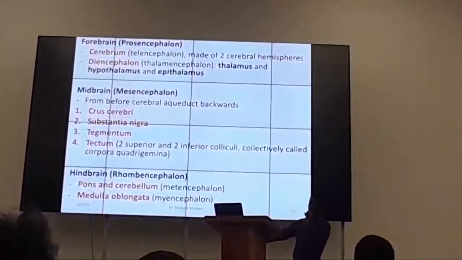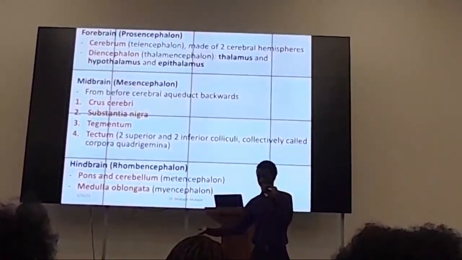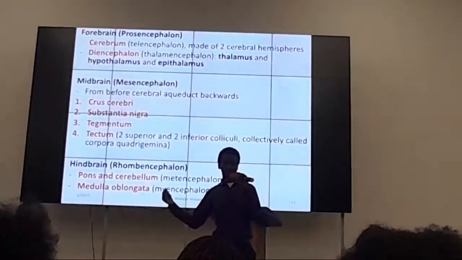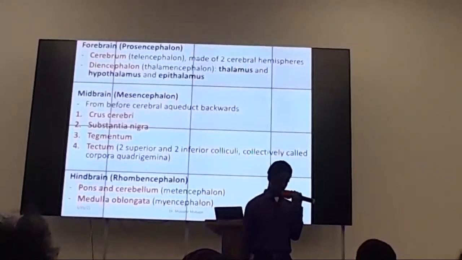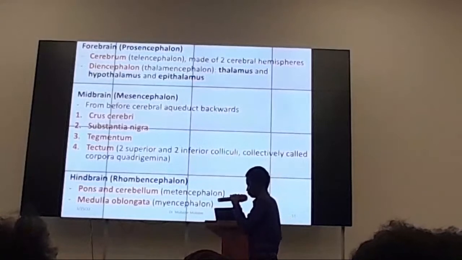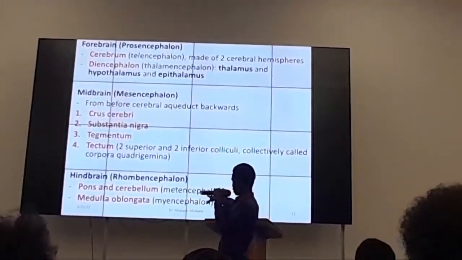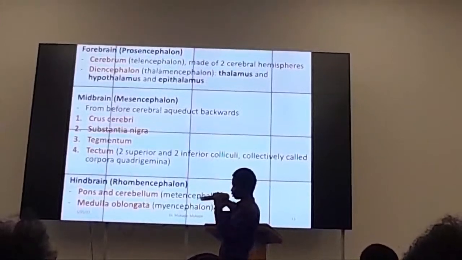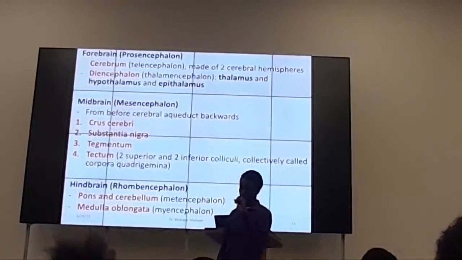Hindbrain, the rhomboencephalon. The rhomboencephalon consists of the medulla oblongata, the pons, and cerebellum. Okay, cerebellum, not cerebrum, but cerebellum. Now the pons and the cerebellum in embryology, collectively they are referred to as the metencephalon.